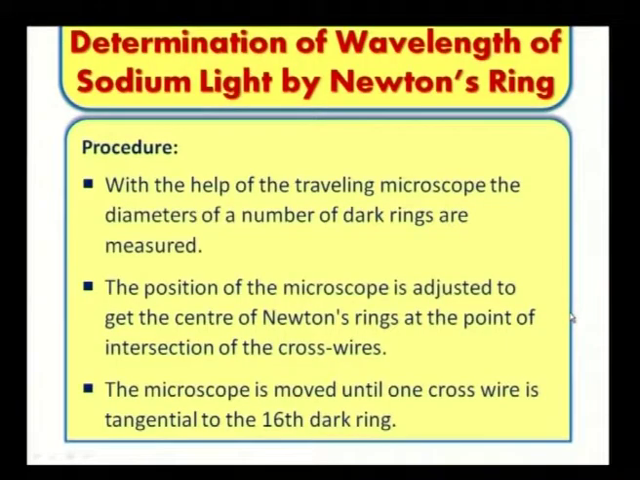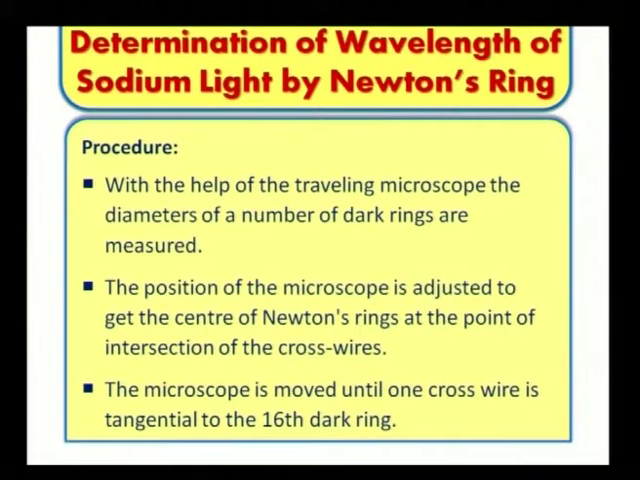So, the diameters of the various dark rings, or you can choose the bright rings. Either way, you can use the bright or dark rings. So, determine the diameters of the various rings, and from the diameters you have an expression connecting the diameter of the ring, the radius of curvature of the lens and the wavelength of the sodium vapor lamp. So, the procedure that you adopt will be as follows.